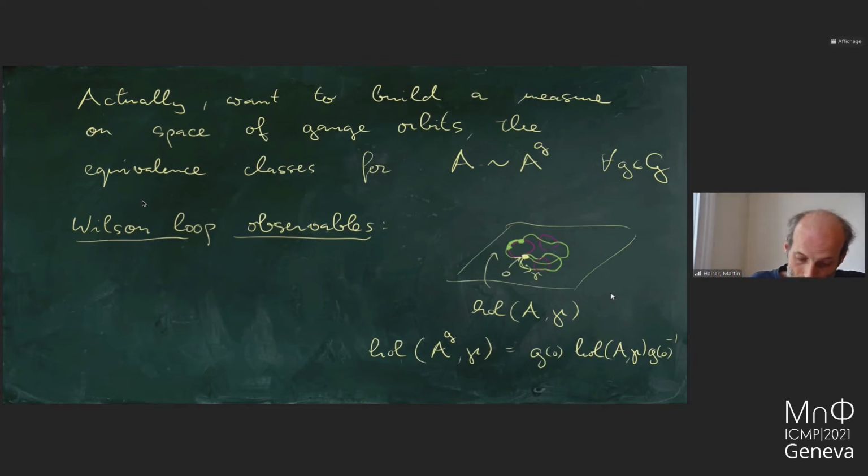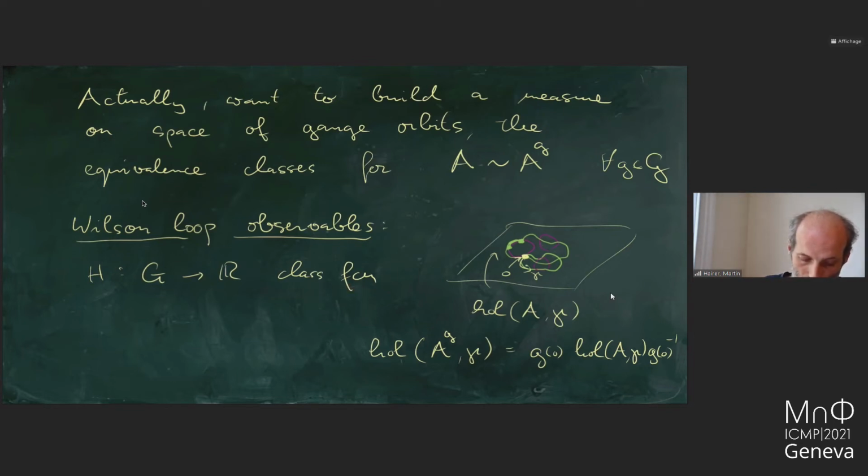And so that means that if you take H from G to R, a class function, and a class function is a function which is invariant under conjugation. So for example, if you think of G as being a matrix group, then an example of a class function would be the trace, right? Because the trace of any conjugate of a matrix is equal to the trace of the matrix itself. So that's an example of a class function.